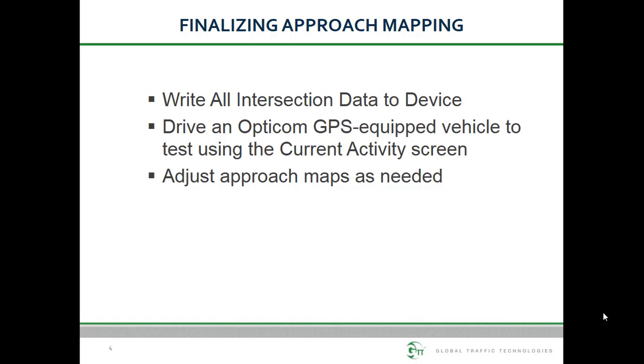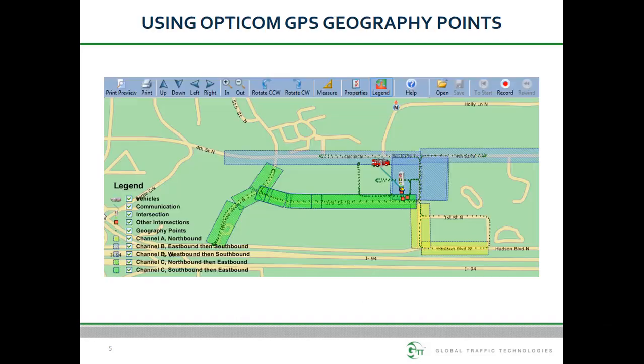In completing approach mapping, it is highly recommended that an Optocom GPS-equipped vehicle be driven through all approaches over the whole length of the zone while viewing the current activity screen within OnSite. If any approach needs to be adjusted, go back to the approach map editor.